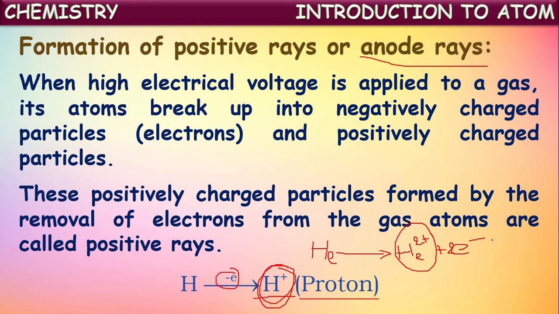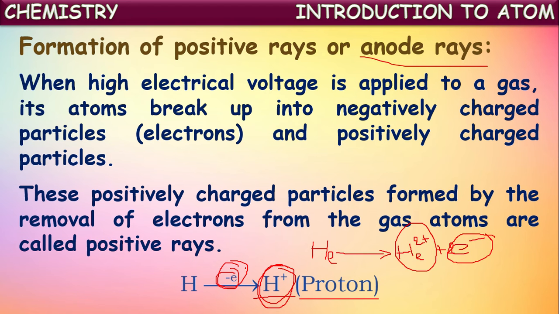But if you observe, the negative charged particles are common in all the cases. Whatever the gas we have taken, the cathode ray particles are the same. These cathode ray particles together are called electrons. But the positive ray particles differ for different gases. Out of all these, the smallest positive charged particle is called proton. That is, the positive charged particle produced from hydrogen atoms is said to be a proton.